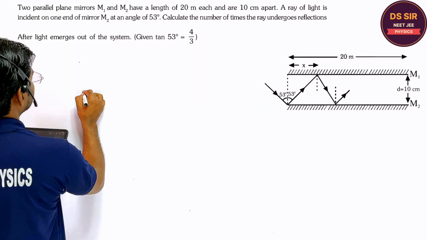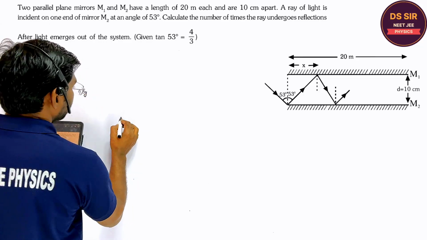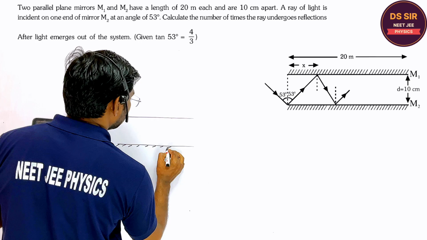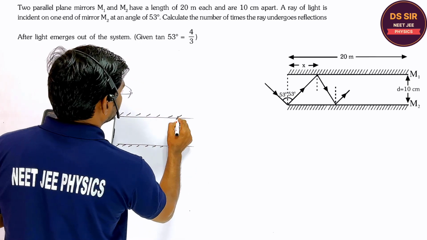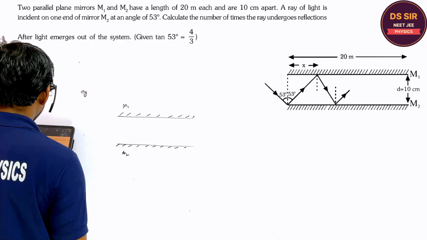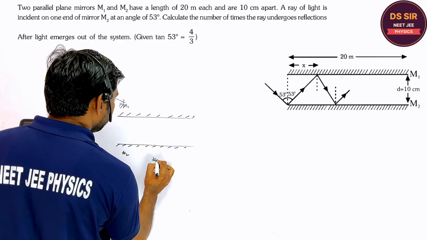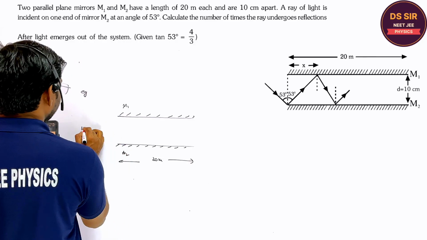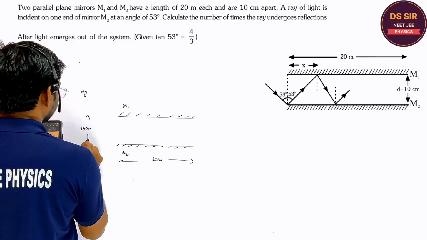So read this question. In this question, there are two parallel mirrors M1 and M2. These are the mirror M1, and this is supposed to be M2, and the length is 20 meters. Fine, the length is 20 meters and they are 10 centimeters apart. This is the 10 centimeter distance.